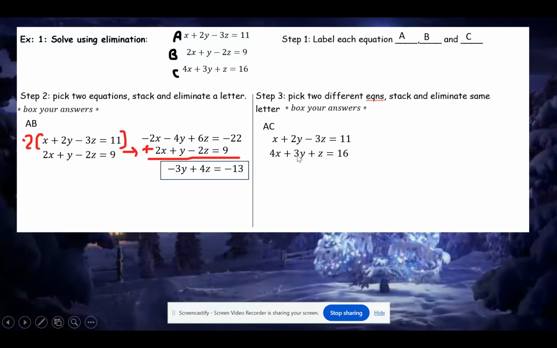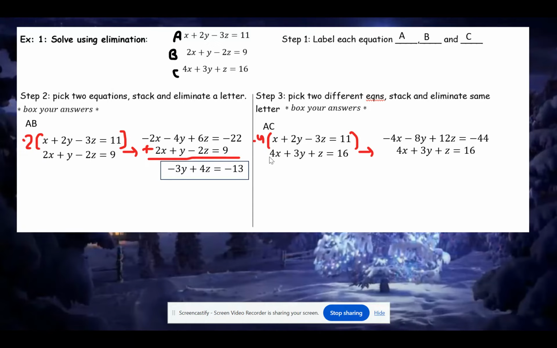Now here's the catch. You made a commitment, a decision that you're going to eliminate x's. In the last problem, x was the one that you crossed out. You have to honor that commitment and stay true to it. You have to keep eliminating x's. You can't change your mind and say, oh, I'm going to get rid of the z's now. That won't work. So to make my x's go away, I'm going to multiply by -4.